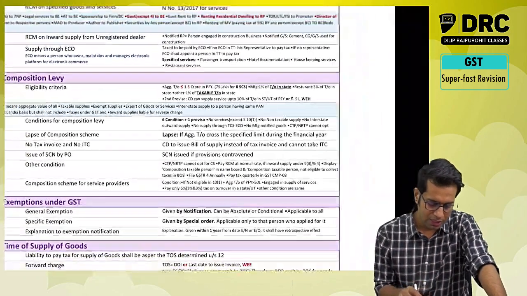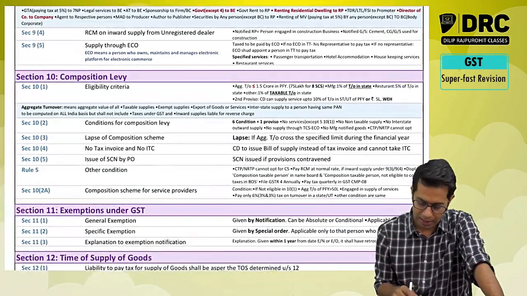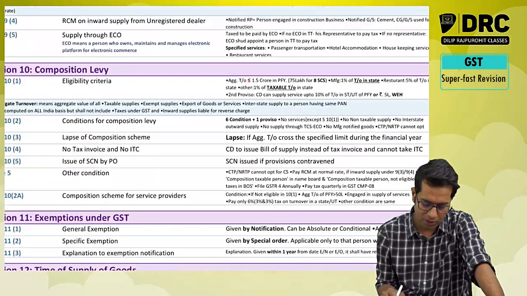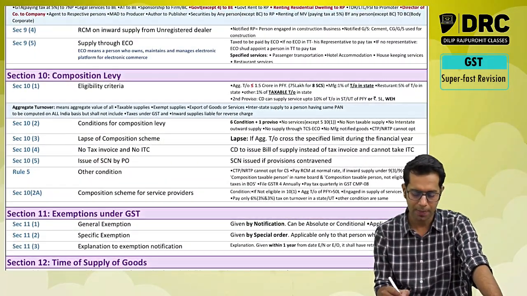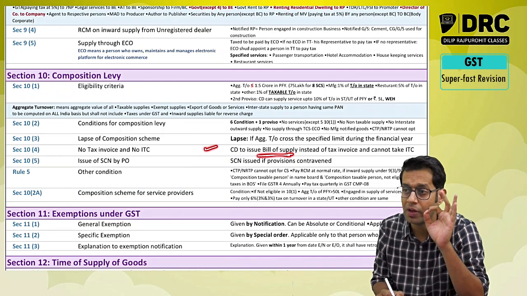Then section 10 subsection 4 says a composition dealer cannot issue a tax invoice and he cannot collect taxes on his supplies. Sir, what will he issue, sir? A composition dealer will issue a document called a bill of supply.